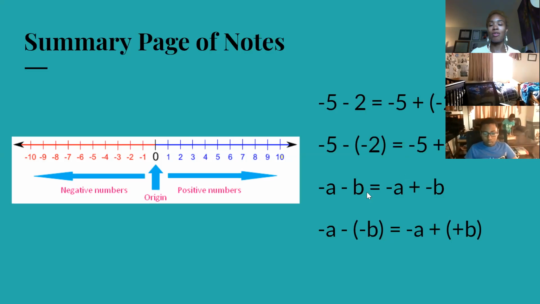And we have that with our variables in it, or our symbols, since we're doing more algebra stuff. That's when you start putting letters in. So -a minus b is the same as -a plus a -b, and then -a minus a -b is -a plus b.